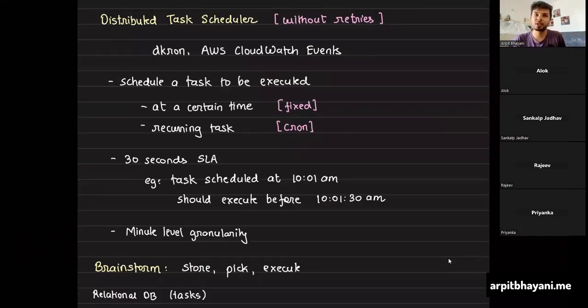A real world example of a distributed task scheduler is AWS CloudWatch Events. How amazing that tool is. If you have used AWS, you know how amazing this tool is. You schedule literally anything and it executes at that time in most cases. They also maintain a very strong SLA.